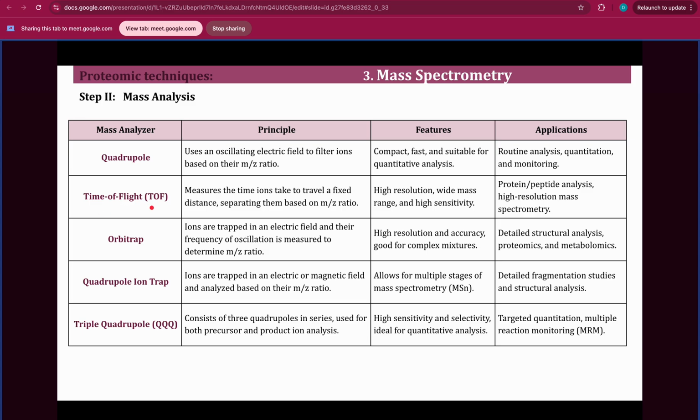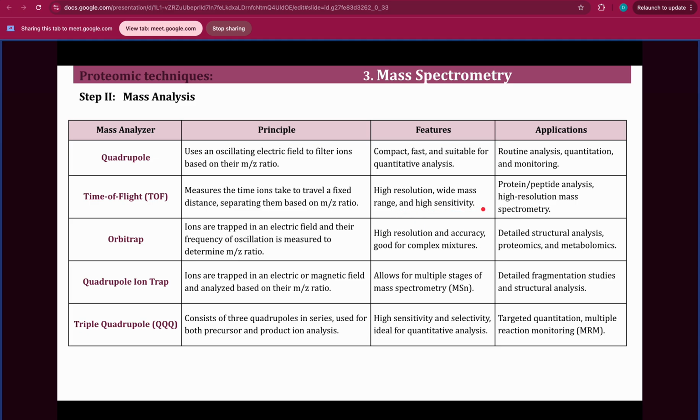Then comes time of flight, which we have seen previously. What time of flight is doing is that it measures the time ions take to travel a fixed distance, separating them on the basis of mass to charge ratios. So similar to the previous method, it will also separate them on the basis of mass to charge, but in addition to that it is also measuring the time the ions are taking, because the ions which have smaller mass will move quite fast as compared to the larger ions. So in this, time is also measured. That's why it is of high resolution, and it can be used for a wide mass range, and it has high sensitivity.